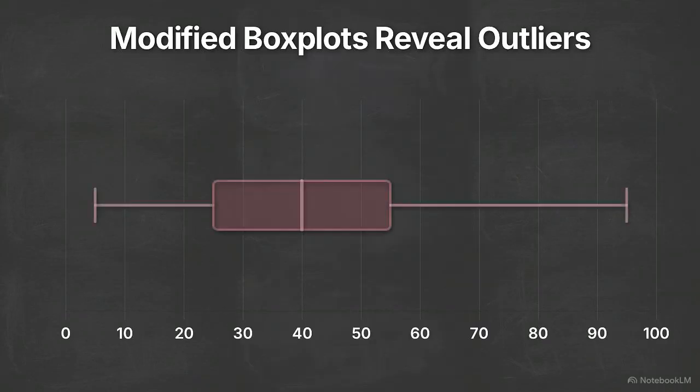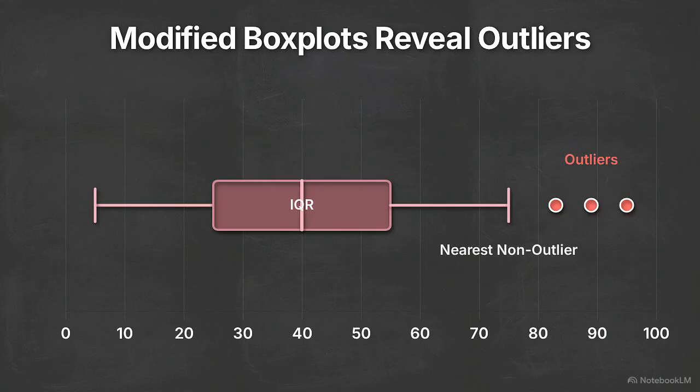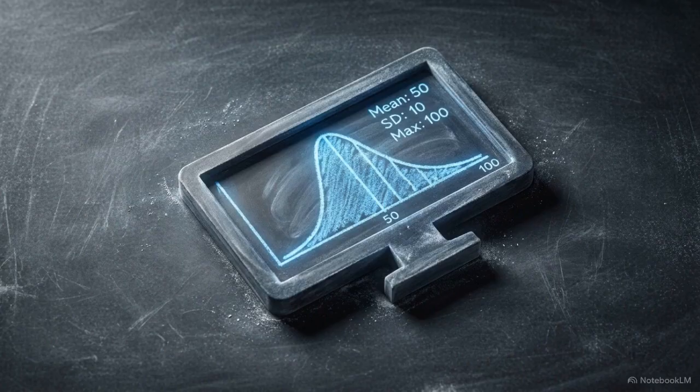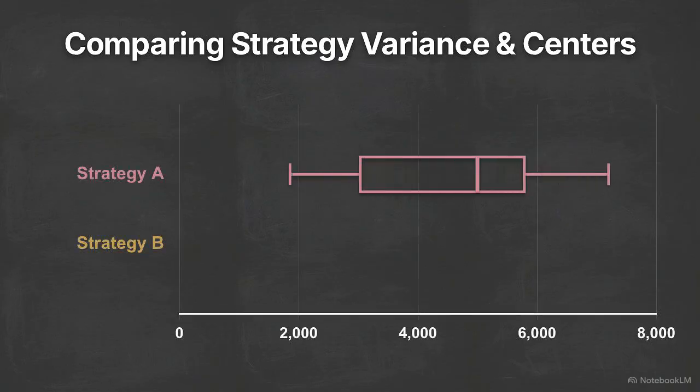Some analysts prefer a modified box plot, where whiskers only extend to the nearest non-outlier, and extreme values are plotted as individual dots. This single geometric form captures the center, the spread, and the shape of an entire distribution. Why do we put so much effort into these metric models? The ultimate goal is comparative analysis.